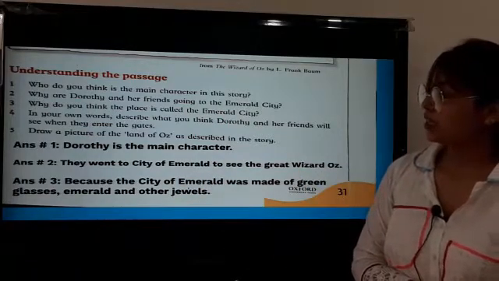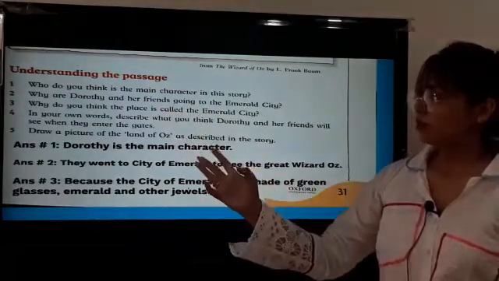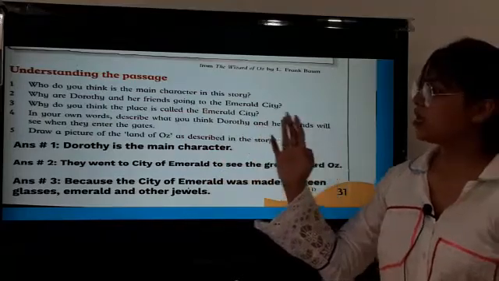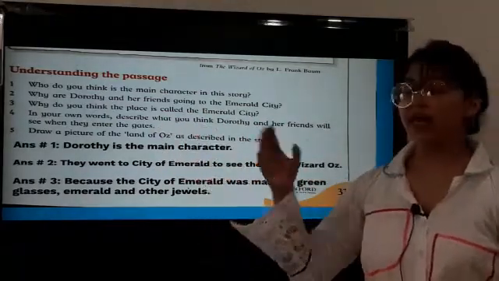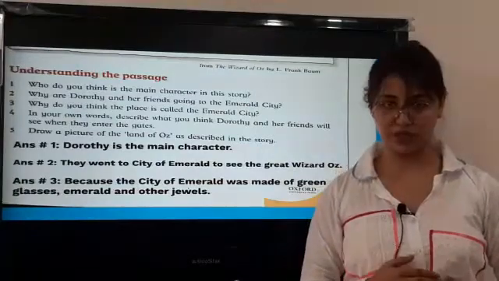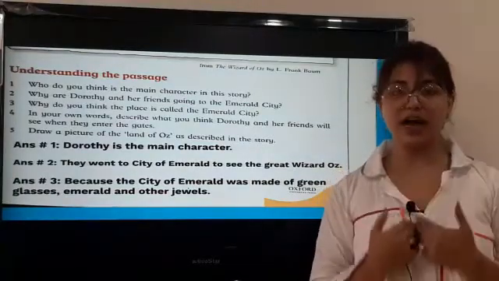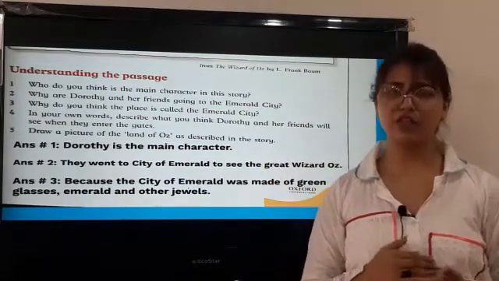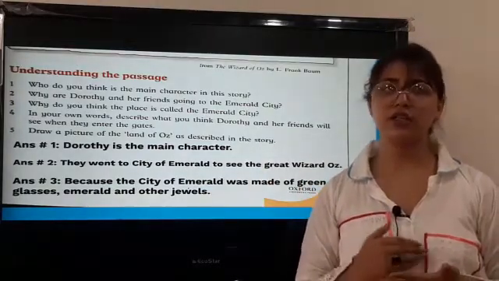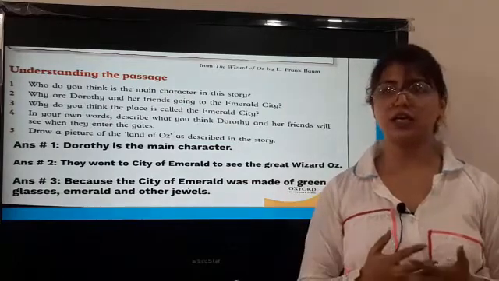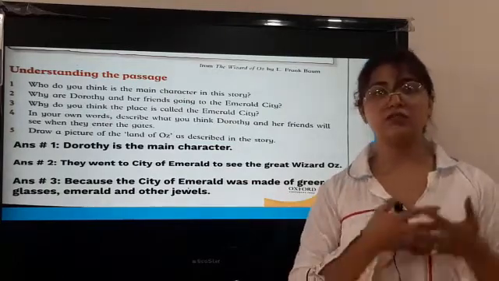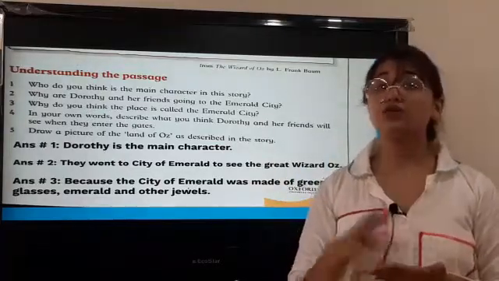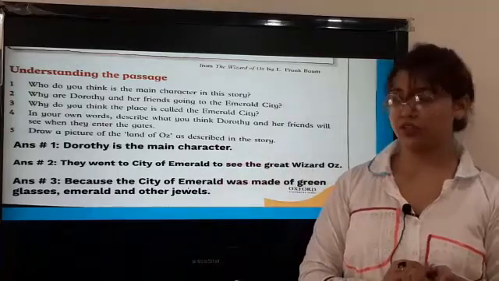And the fourth question is, write in your own words, describe what you think Dorothy and her friends will see when they enter the gates. Actually, this is a creative question, an imaginative question. According to my imagination, I think when they entered, they saw green fountains, green sitting areas, green mirrors, everything was green there. So write down this question according to your imagination.